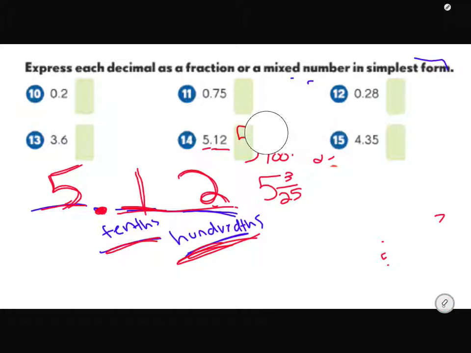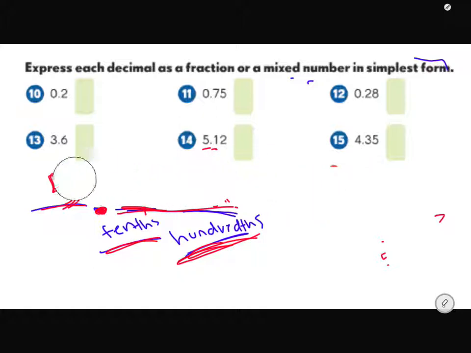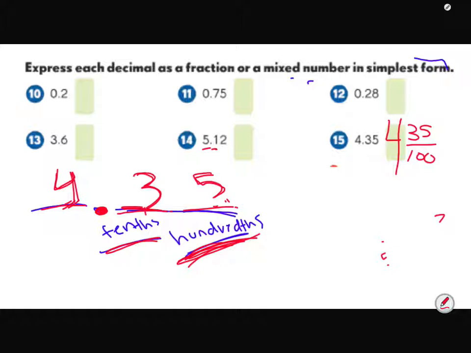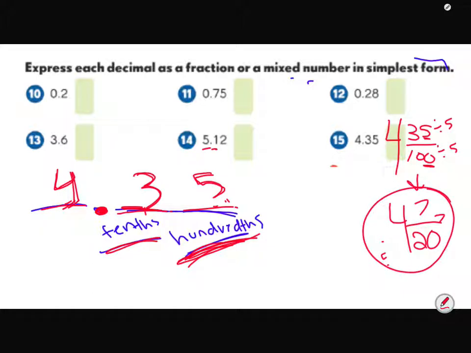All right, one more is, again, I'm going to write it on my place value. It says 4 and 35 hundredths because it's in the hundredths place. So I'm going to write it as 4 and 35 hundredths. Right off the bat, I'm seeing that 35 ends in 5 and 100 ends in 0. And because of my divisibility rules, I know that that means that it can be divided by 5. I'm going to write my answer down here. 35 divided by 5 is 7. And 100 divided by 5 is 20. So I get 4 and 7/20.